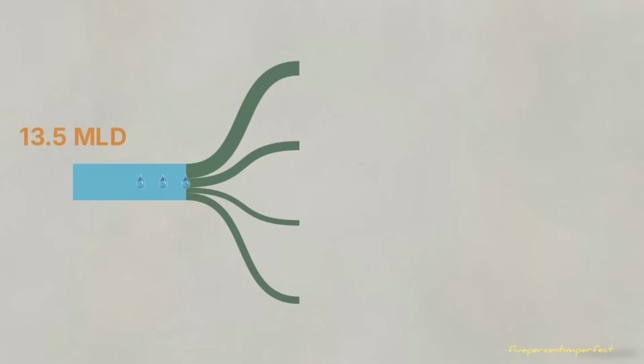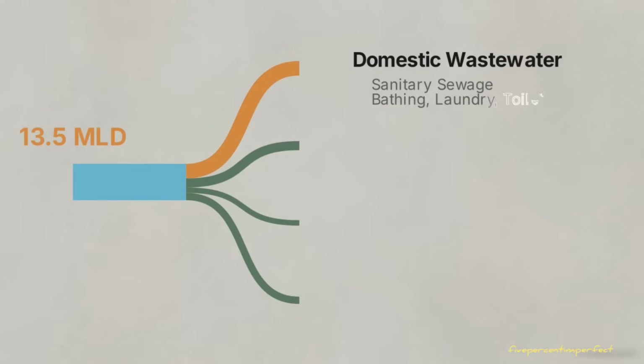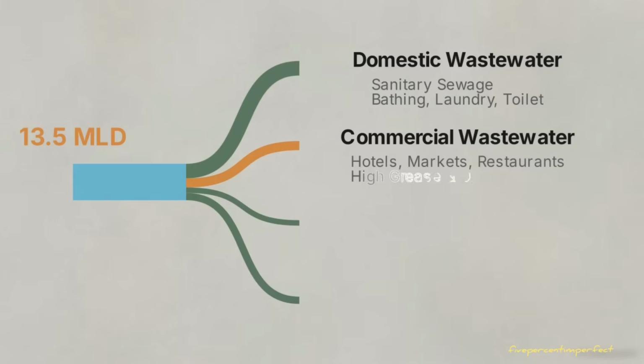The first and largest stream is domestic wastewater. Commonly referred to as sanitary sewage, this flow is generated by routine household activities, like bathing, laundry, and toilet flushing. The second stream is commercial wastewater, originating from hotels, markets, and restaurants. This sector typically contributes significantly higher grease and organic loads to the system.